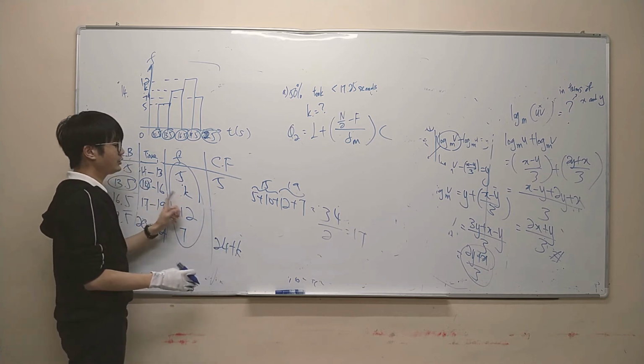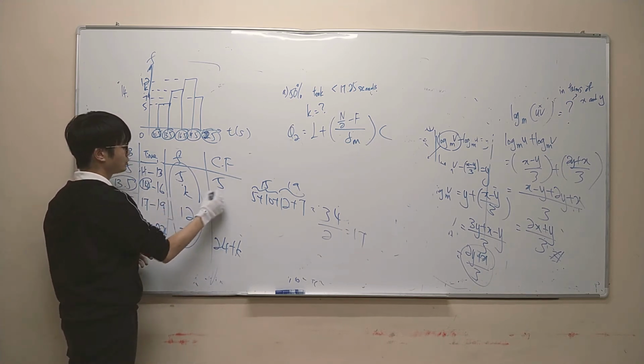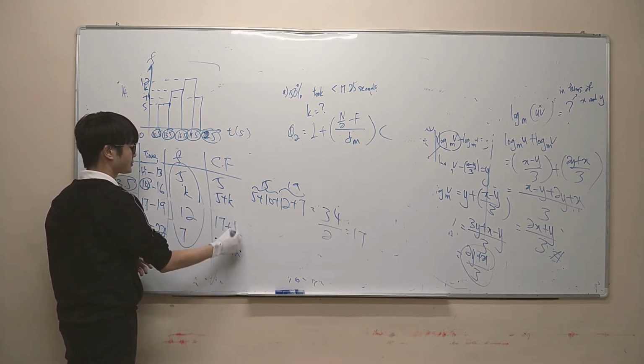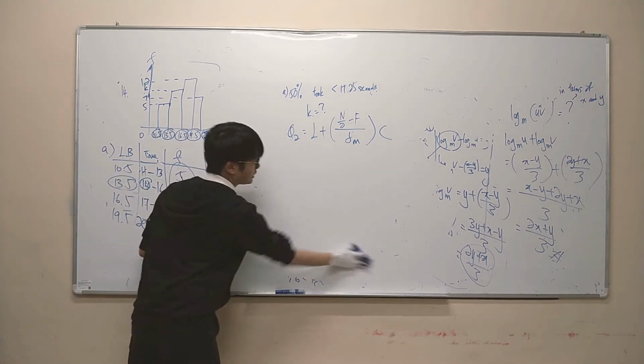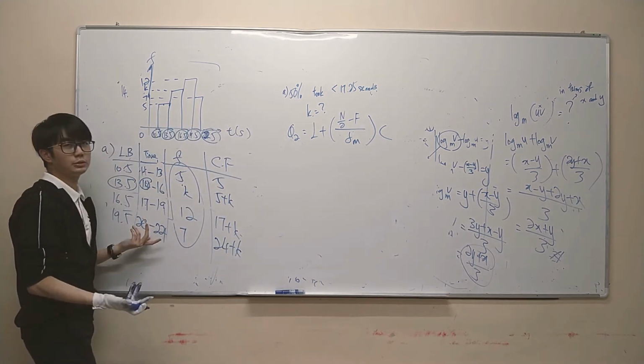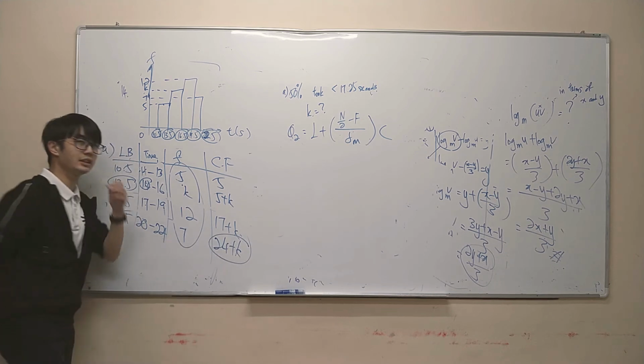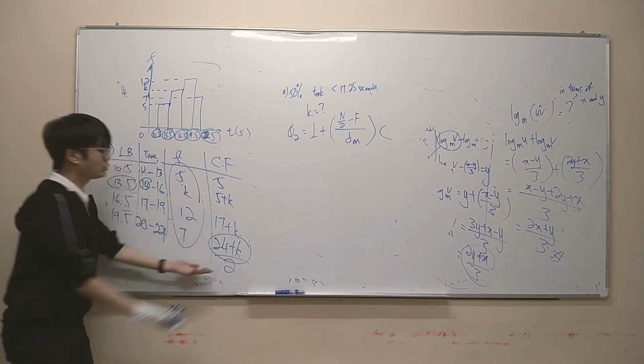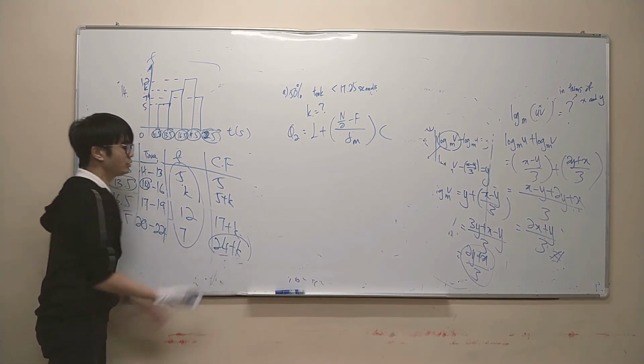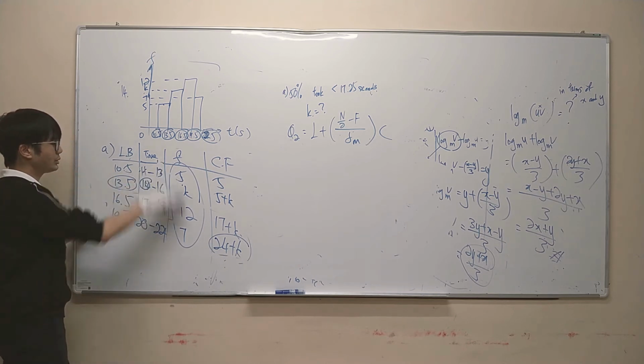But this one, they didn't give you the frequency here. So how to do? You cannot do it like this. You cannot take everything plus together and divide by 2, because everything plus together is 24 plus k. And even if you divide by 2, you don't know what it is. So which one is the median class?